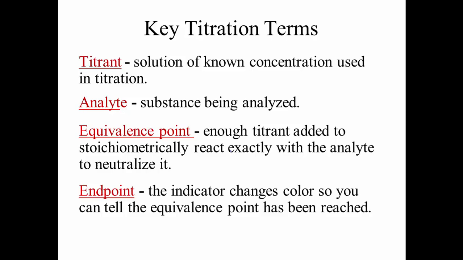The analyte is what's being analyzed. The equivalence point is when you have added the stoichiometric amount. That is the math amount, equal moles. The end point is when the indicator changes color. So your end point better match your equivalence point so that you know you've reached that equivalence point when your indicator changes color, but the terms are slightly different. The equivalence point is the mathematical stoichiometry point, and the end point is when the indicator changes color.